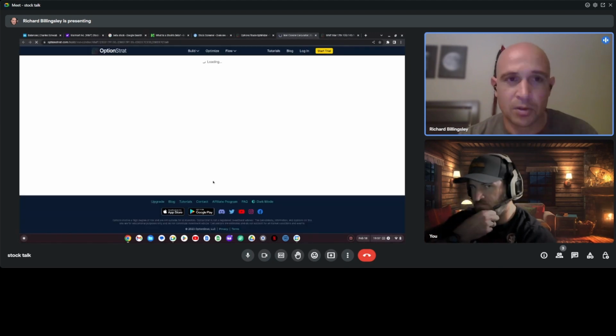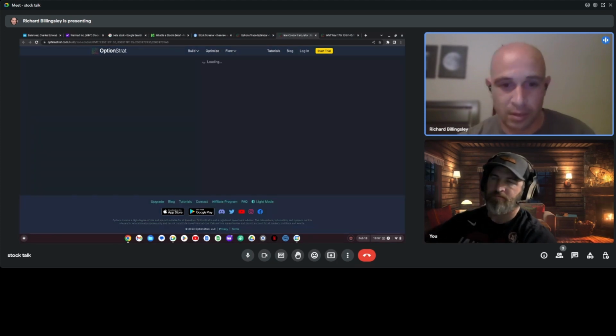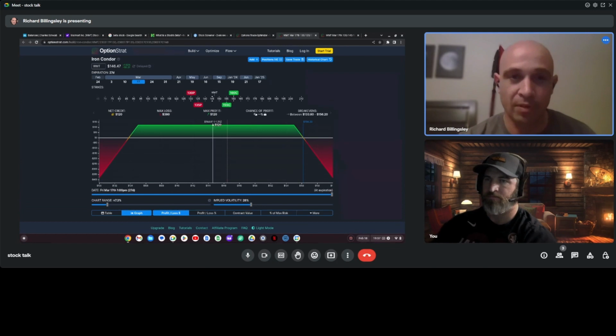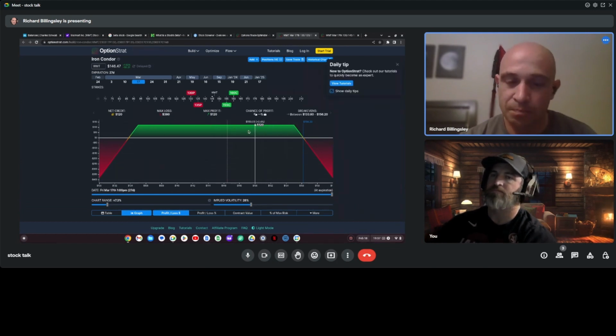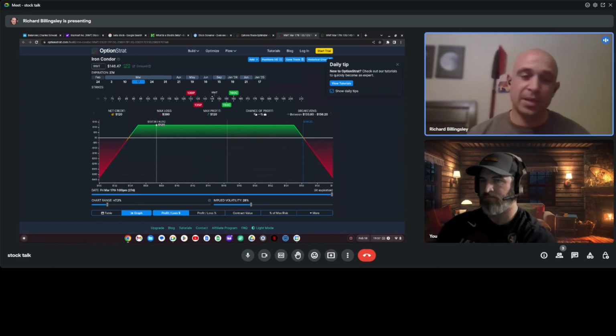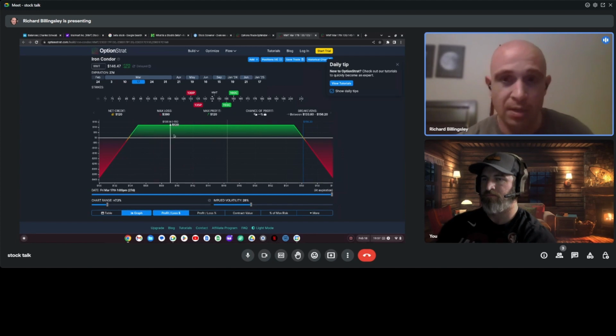Now a condor is a bird, right? It's got a bigger body. It's not like a damn butterfly. So an iron condor is going to have a larger body to it, and then it's going to have these wings. I think a condor has some big wings, but in this case the wings are small.